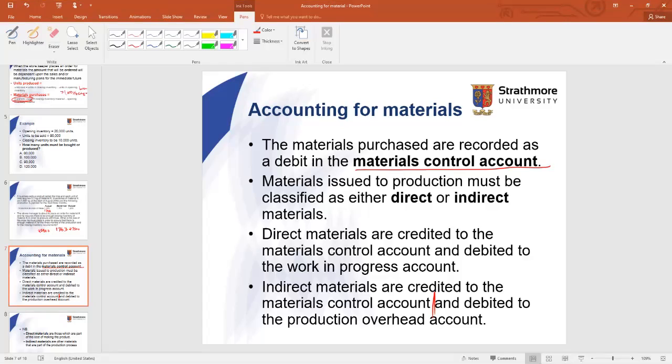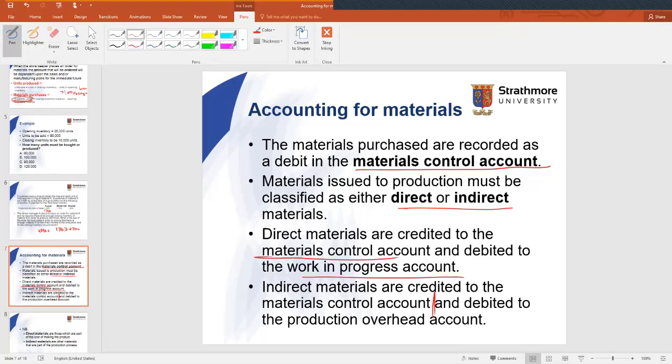So material issued to production must be classified either direct or indirect. I think you have mentioned that. Direct material is credited to the material control account and debited to the work in progress control account. If we have the case of indirect material, like the diesel or the fuel used to run the wash machine, we remove it from the material control account by crediting it. Then we debit it in the production overhead. It's an overhead cost. Why? It does not form part of the final product, but it is material.